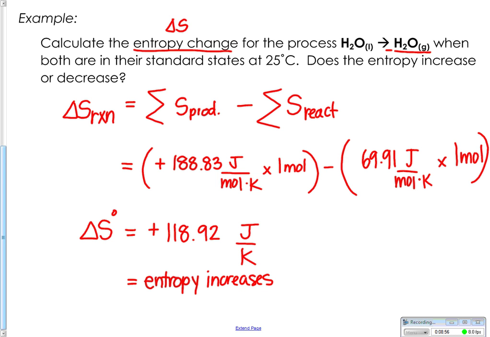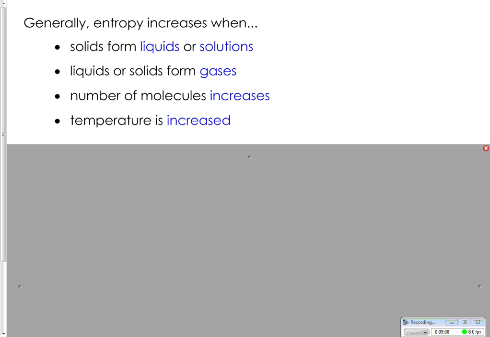So that's the mathematics of entropy. And then how do we think about this logically? These are the types of questions you might see more of on an IB exam. Generally, entropy will increase when some of these conditions occur. So if I take a solid, and you might remember that solids have particles that are well ordered, and if you get them to form either liquids or solutions, liquids and solutions have more randomly ordered particles. So the entropy would go up. It's going to become more disordered. If you take a liquid or a solid and make them form a gas, again, the particles are going to spread out farther and become more randomly arranged, so the entropy would increase.